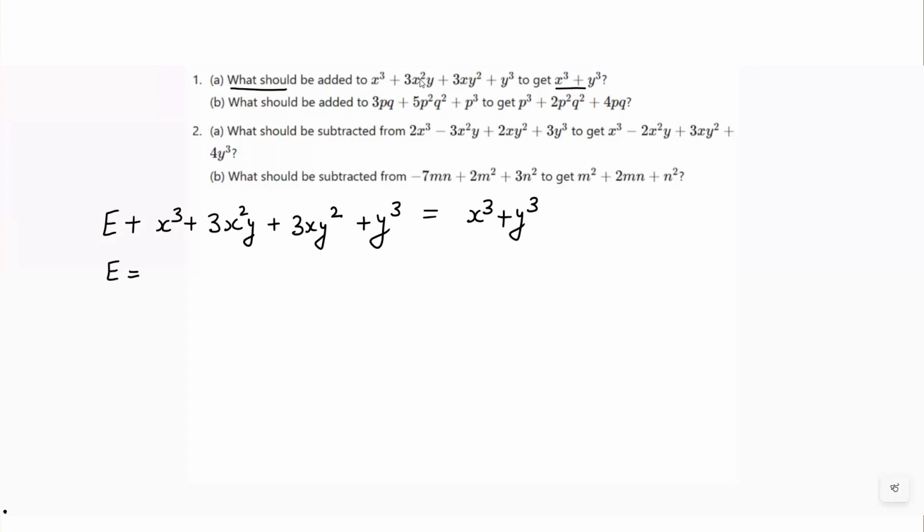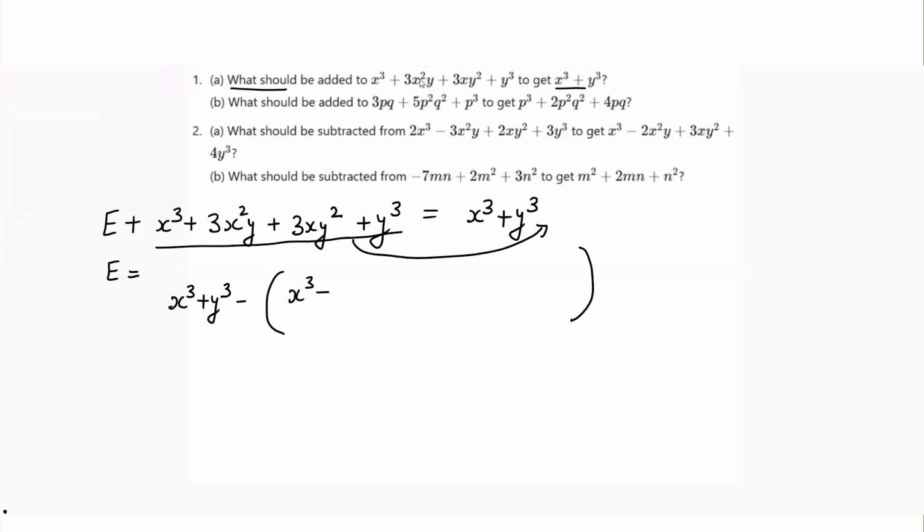Now we will take this whole expression to the other side. So we will write x cube plus y cube, then a minus sign, then the bracket and the whole other expression x cube plus 3x square y plus 3xy square plus y cube. Now we will open the brackets. The sign of all the terms inside will change. So minus into x cube will be minus x cube.